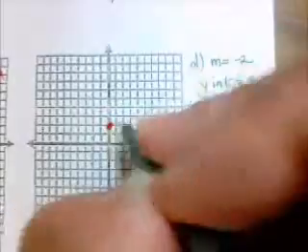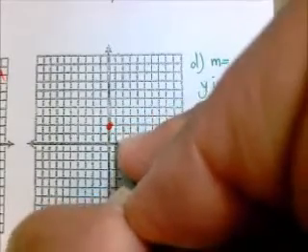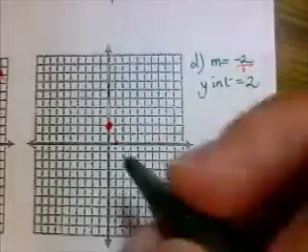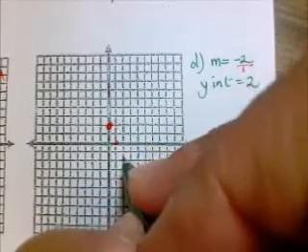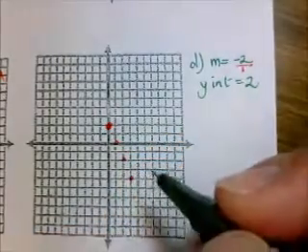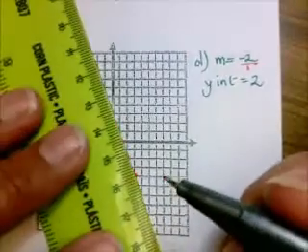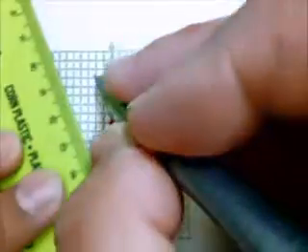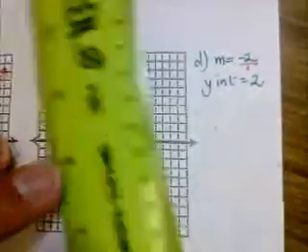+2 is my y-intercept, and then down 2 and over 1. And you say, well, where's the over 1? Anytime you have no number on the bottom, you know it's a 1. Down 2 over 1. Look at how steep that slope is. That would be quite the incline, wouldn't it? Or decline, I should say.